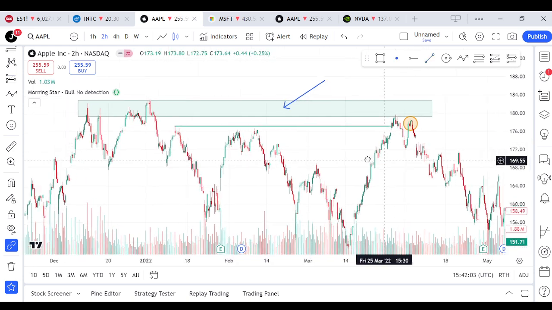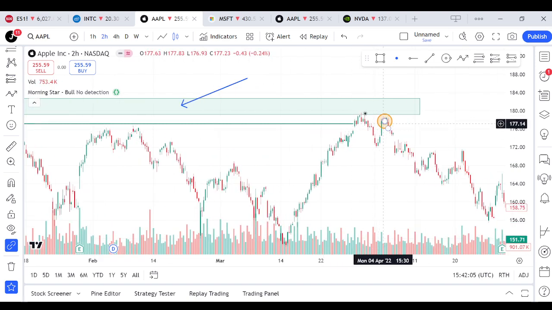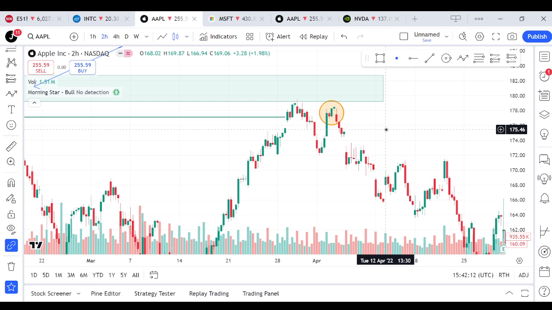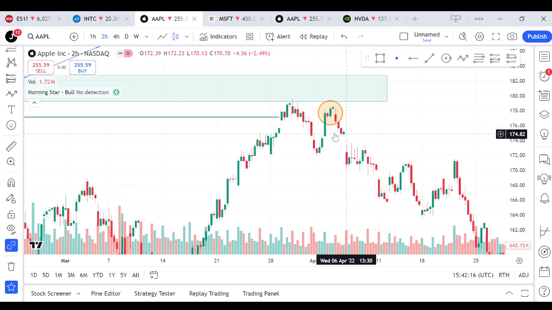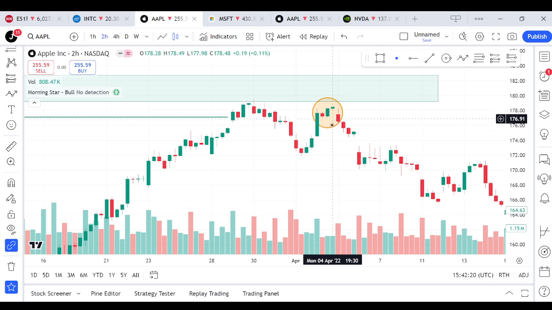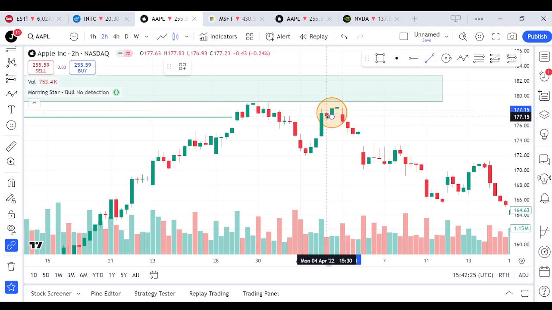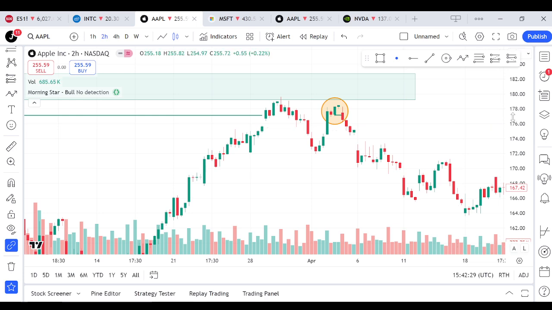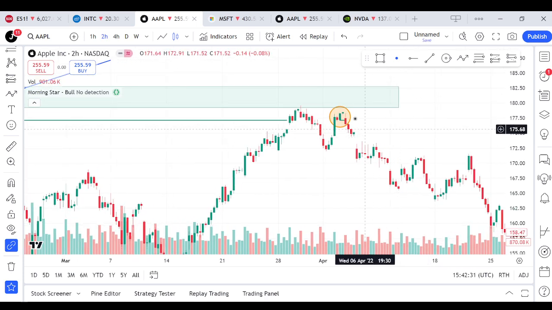And then you can see the reaction from this area, from this zone. Then we have our evening star candlestick pattern, which is the bearish counterpart for the morning star candlestick pattern. So the first candle, which is the bullish candle, then we have the doji, the star in the middle, and we have the bearish candle closing below the first candle. Now this is an evening star candlestick pattern, and we should be looking to enter from here.